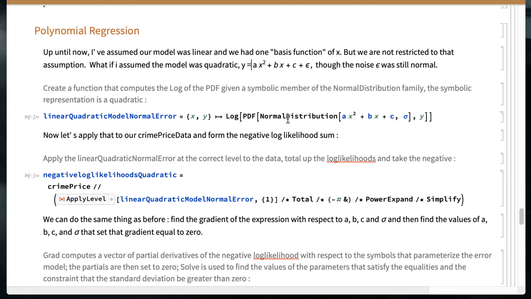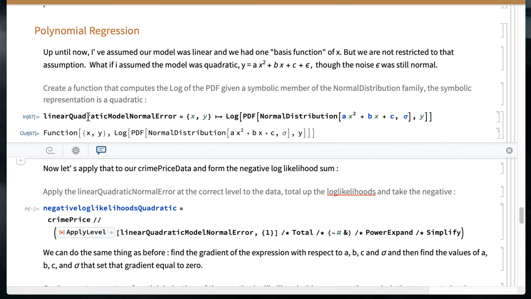We're going to form a symbolic normal distribution where the mean of the normal distribution is a quadratic function of x, still with an unknown standard deviation. We're going to compute the PDF of that normal distribution evaluated at y, and then take the log of it. And that function that takes x and y and produces that number, I will call the linear quadratic model normal error. All right, there we go.